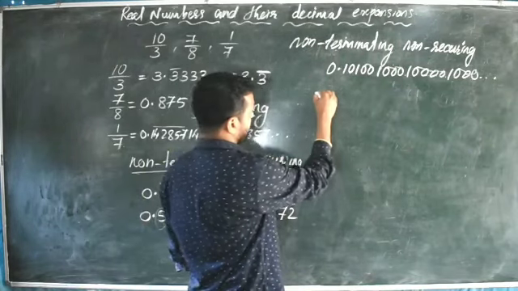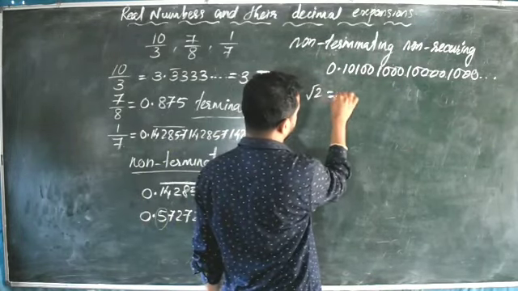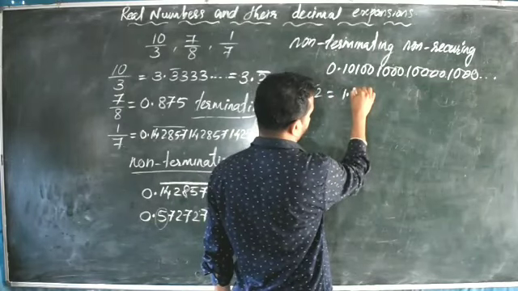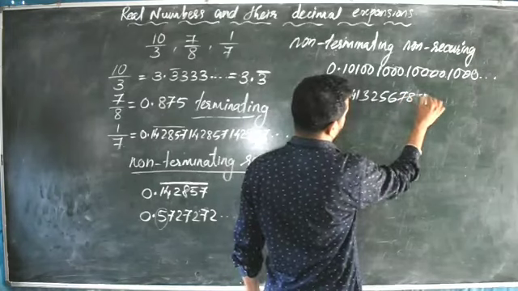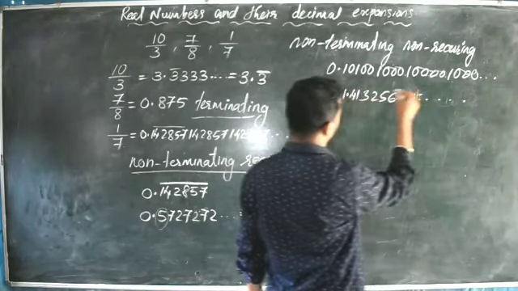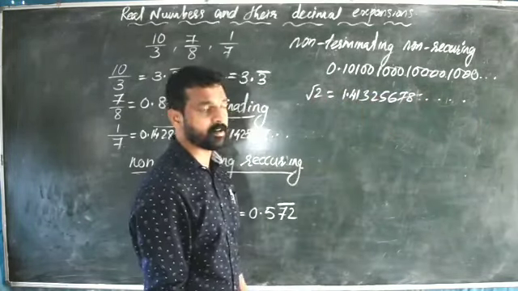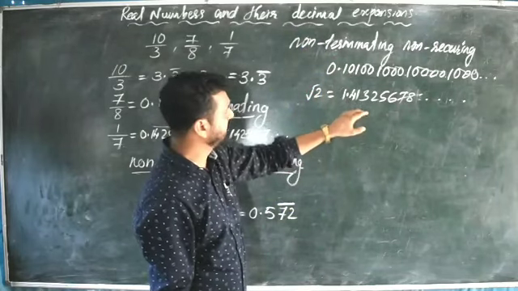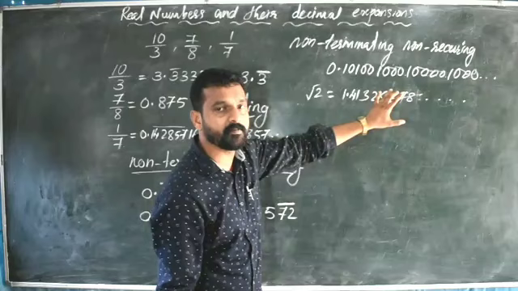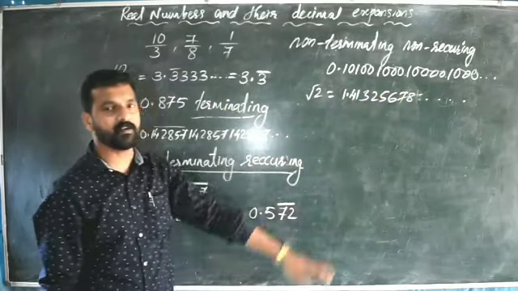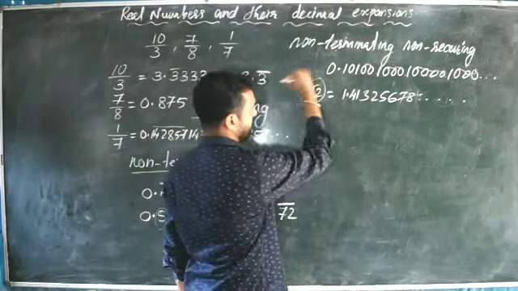Now some other examples I will give you. Root 2 is equal to 1.4132567 8, etc. It will go on. It is non-terminating, a division process that will not finish, and the digits are not repeating. After the decimal point, no digits or blocks of digits are repeating. So root 2 is an irrational number.